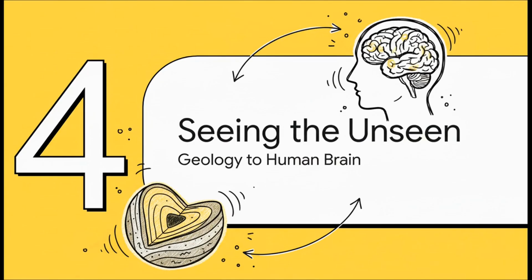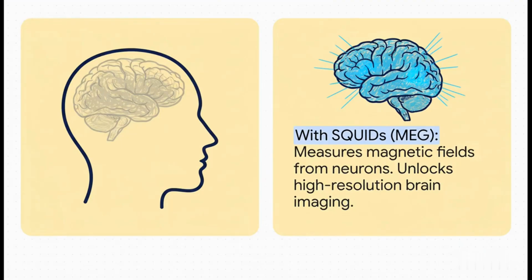From deep inside the Earth all the way to the inner workings of the human mind. Oh, absolutely. Just think about brain imaging. Before SQUIDs, we had things like EEG, which could tell us when something happened in the brain, but the picture of where it happened was really blurry. SQUIDs made a whole new technology possible called magnetoencephalography, or MEG. It directly measures those tiny magnetic fields from firing neurons, giving us a much, much clearer picture.